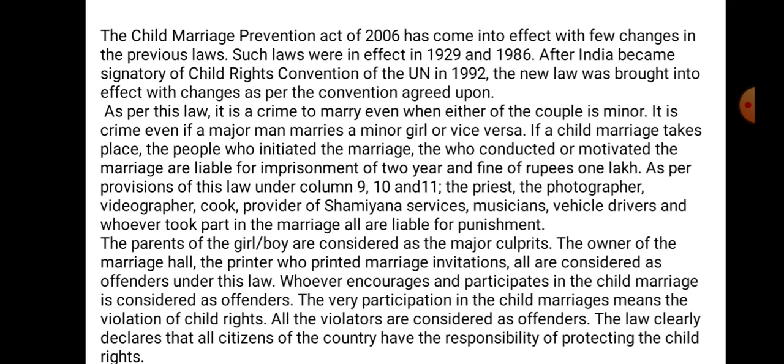Whoever encourages and participates in the child marriage is considered an offender, because everyone will be participating in the marriage. The very participation in child marriages means the violation of child rights. All the violators are considered as offenders. The law clearly declares that all citizens of the country have the responsibility of protecting child rights.